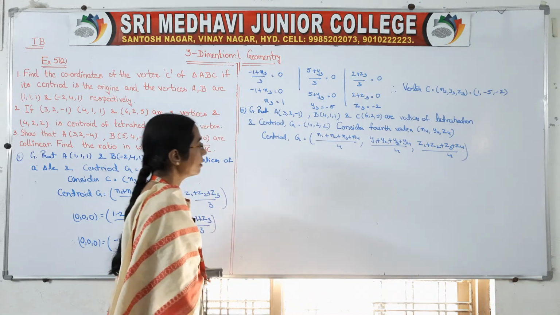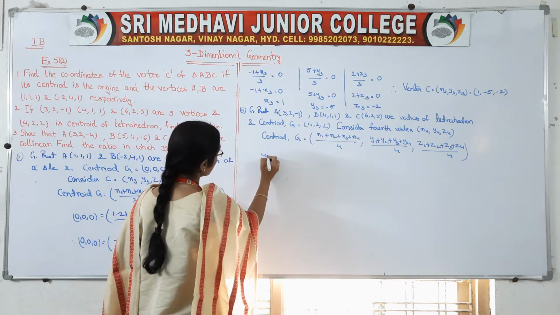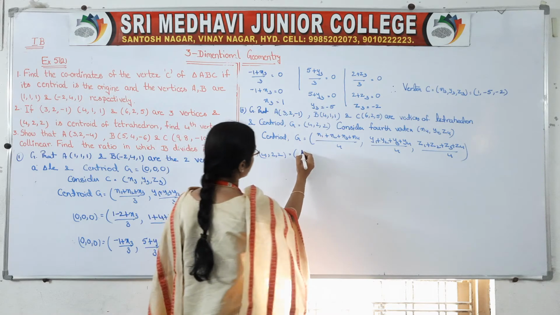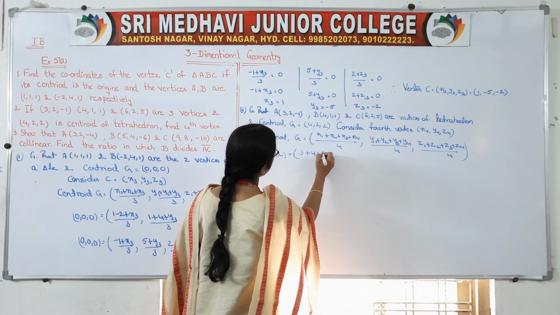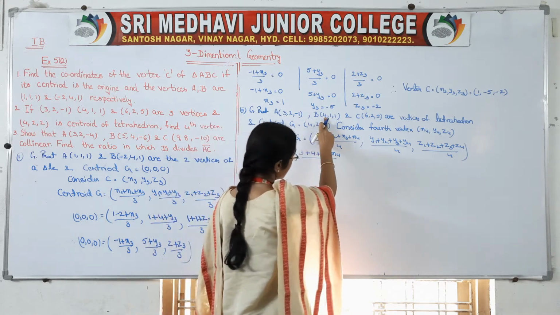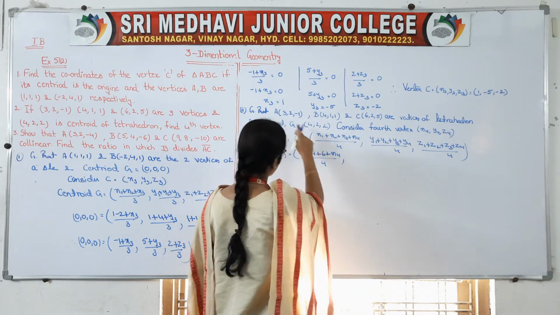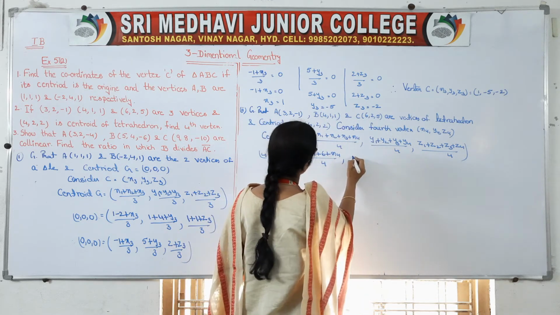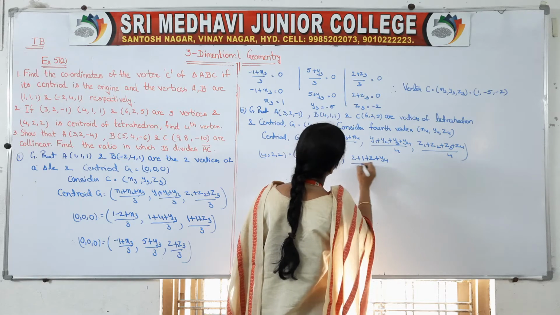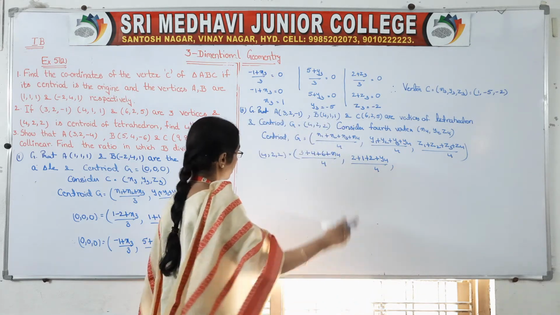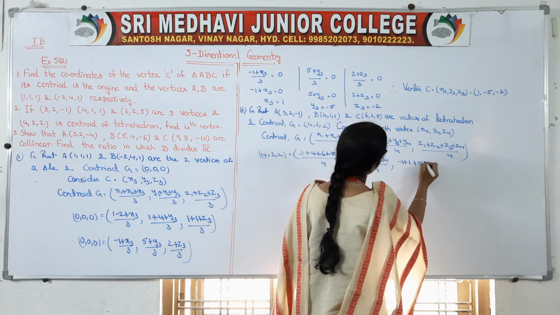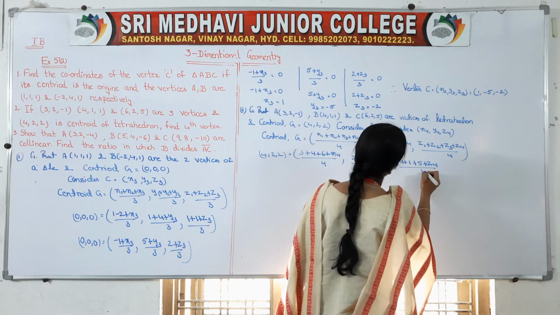So we got all the values, isn't it? The centroid is given as (4, 2, 2). That is equal to (x1, 3 plus 4 plus 6 plus x4) by 4. This is x1, x2, x3. Similarly y1, y2, y3: 2, 1 plus 2 plus y4 by 4. Next z: minus 1 plus 1 plus 5 plus z4 by 4.